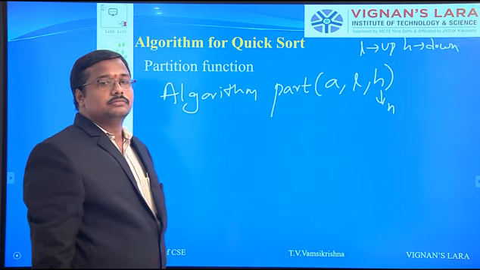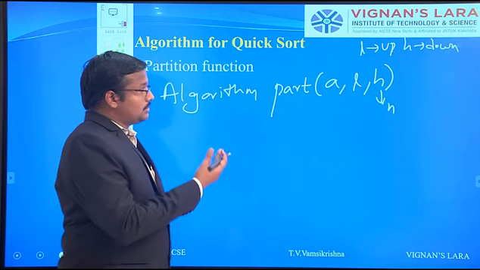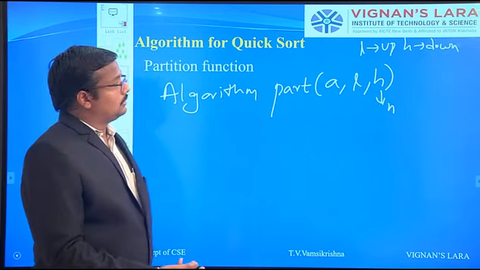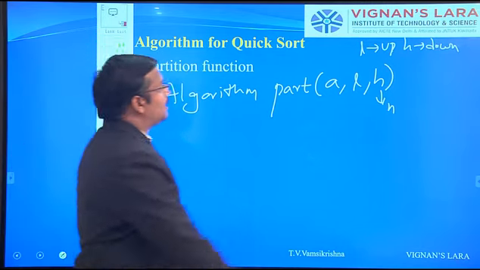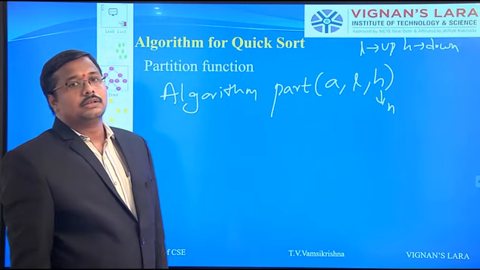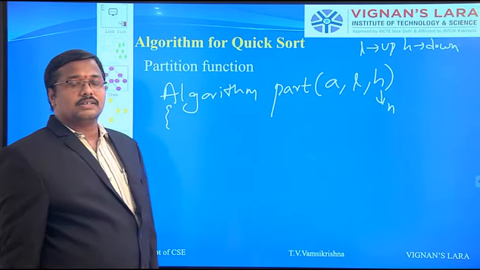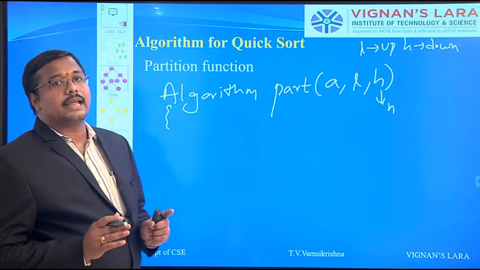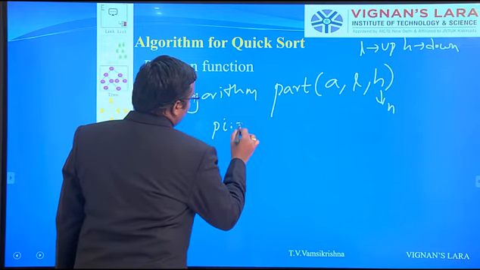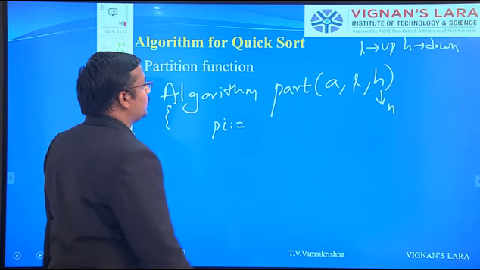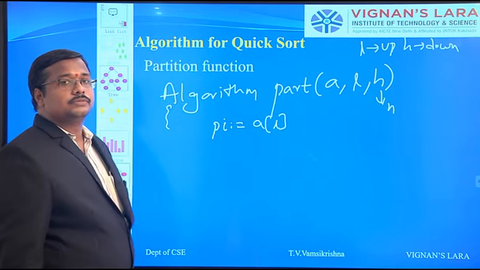According to the algorithm, based on previous manual examples, we made L value as up, H value as down. So H value refers to the size of an array, but here we are taking the starting index. In the partition function, initially the first element is taken as the pivot element. So pivot is equal to the first element, A of L is the pivot element.